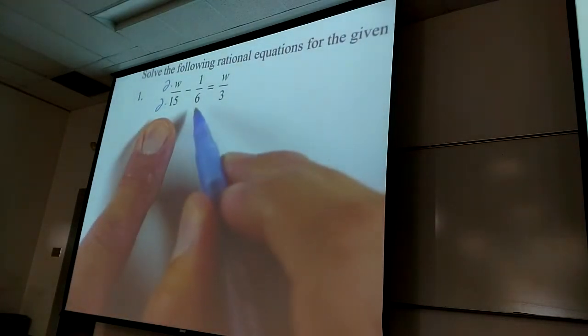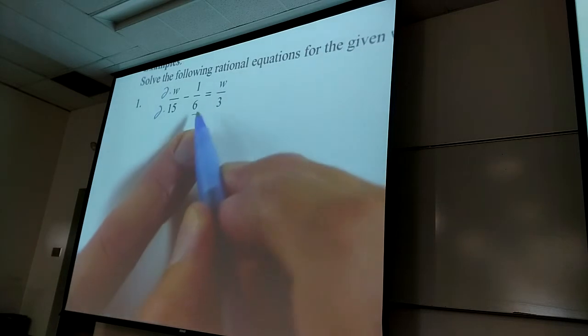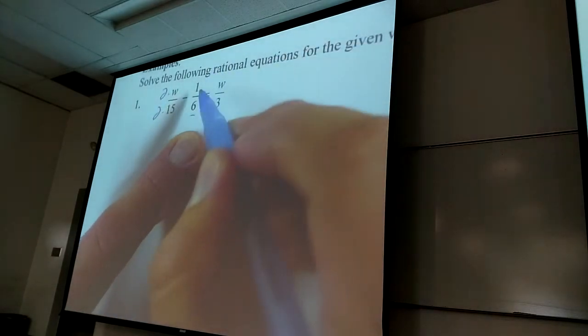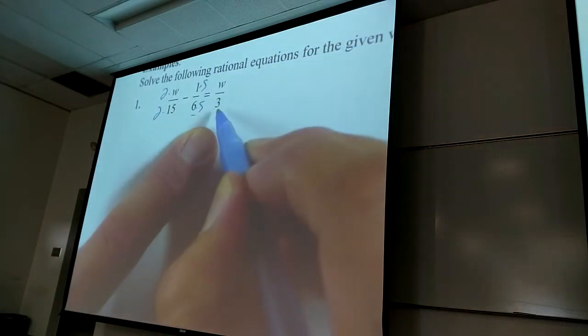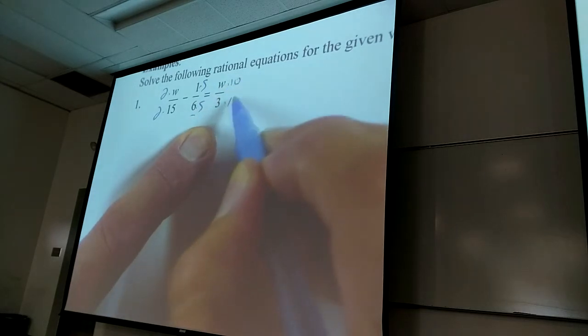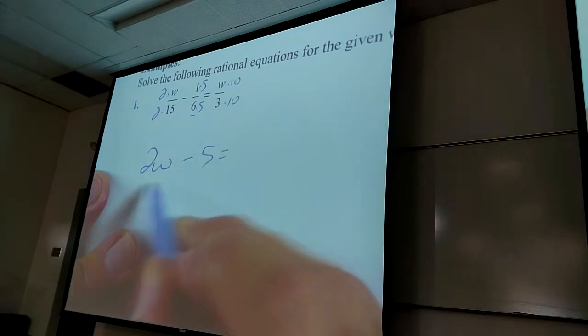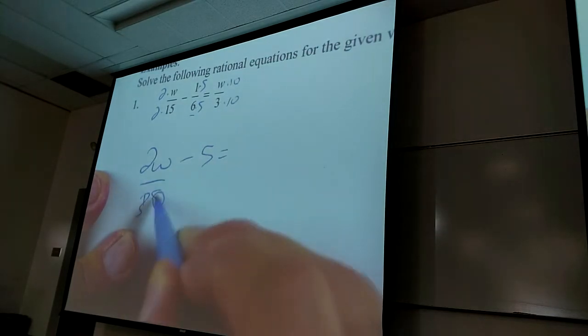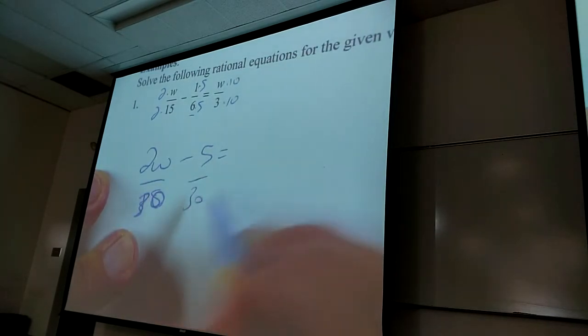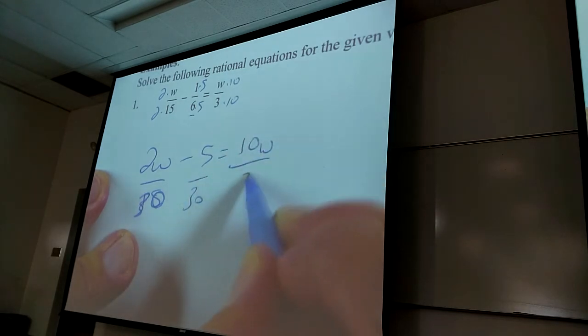15 is missing a factor of 2 that 6 has. What is 6 missing? 5. What's 3 missing? 10. So that becomes 2w minus 5 equals, oh sorry, over 30, Jeff. There you go, buddy. 30 equals 10w.